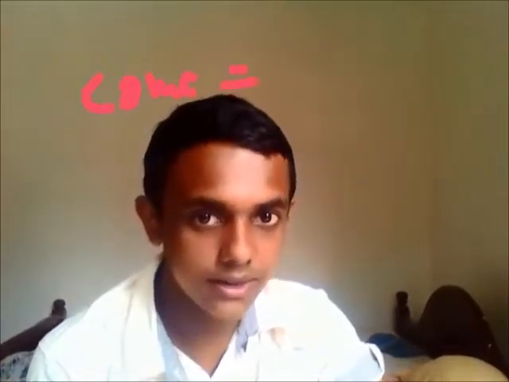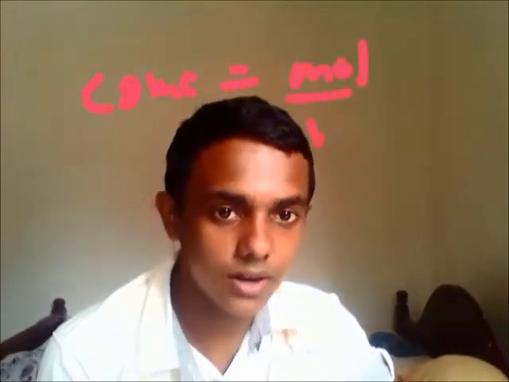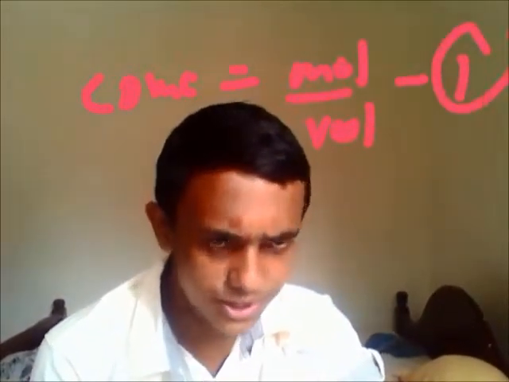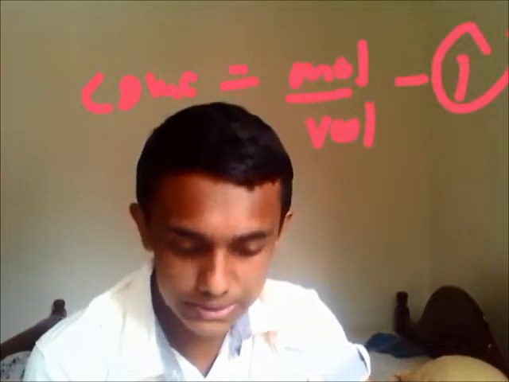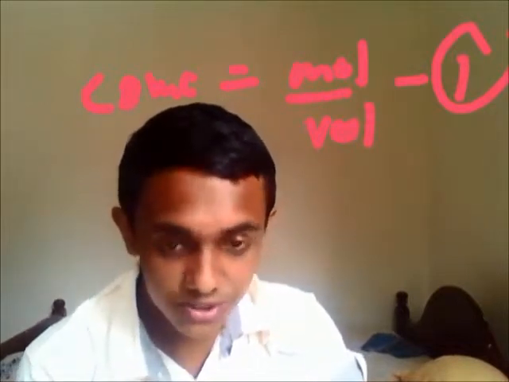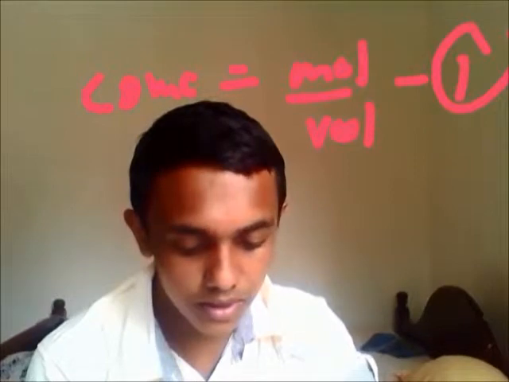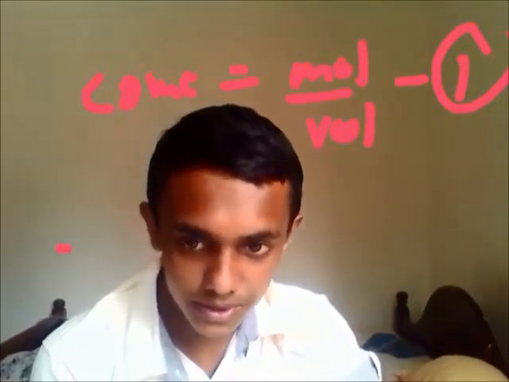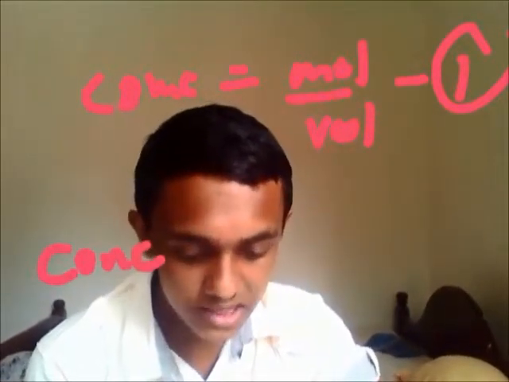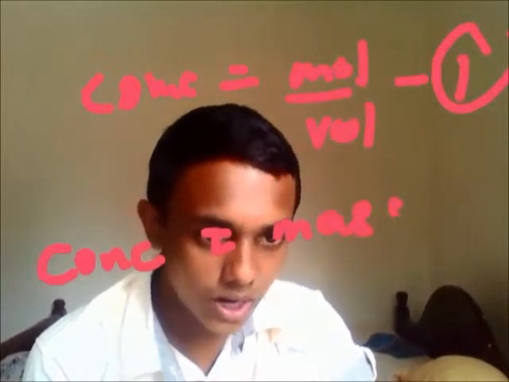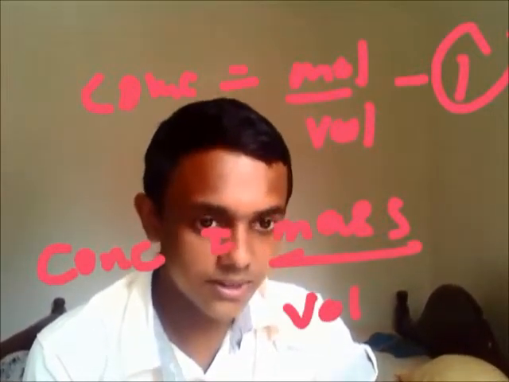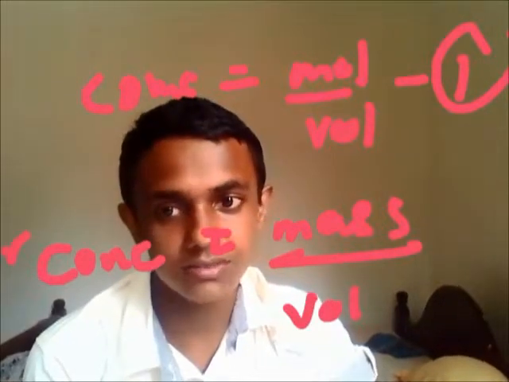And next we will talk about concentration. Concentration is defined as moles per volume, so you can also write it as concentration equals moles over volume. This is the first one you need to know. The next, concentration can also be expressed as the mass of a solute divided by the volume, so you can write concentration also as mass over volume.